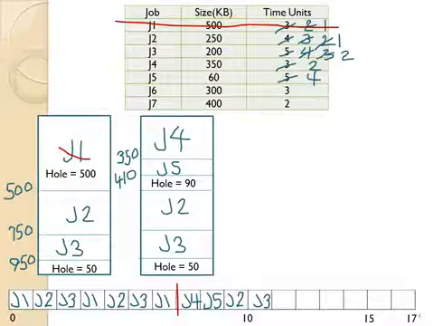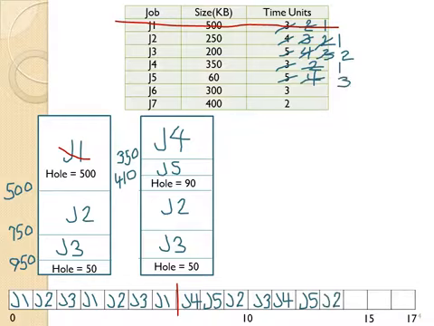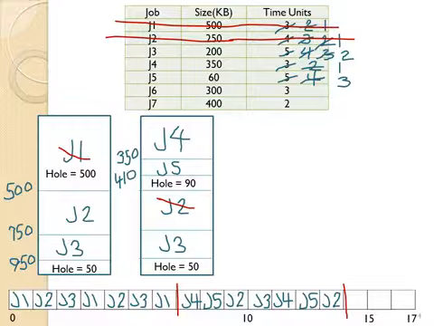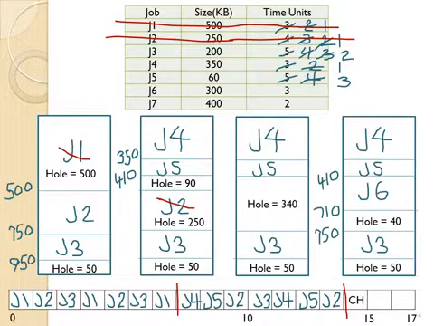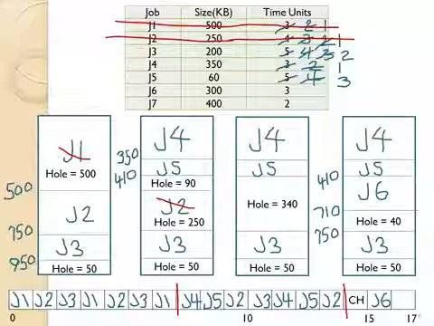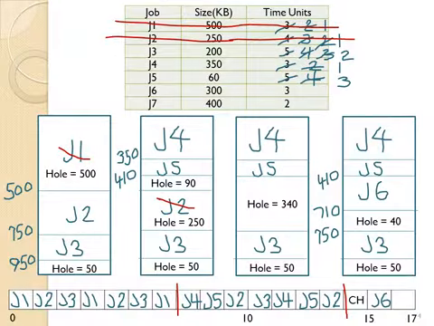We have job 2, job 3, job 4, job 5, and now job 2 is finished, and now we have a hole in memory. This hole is the size that job 2 was, which is 250. And then we will perform what's called coalescing holes and make that all into one hole of size 340. And now we will be able to put job 6 in, as you can see here. And job 6 will go, followed by job 3.